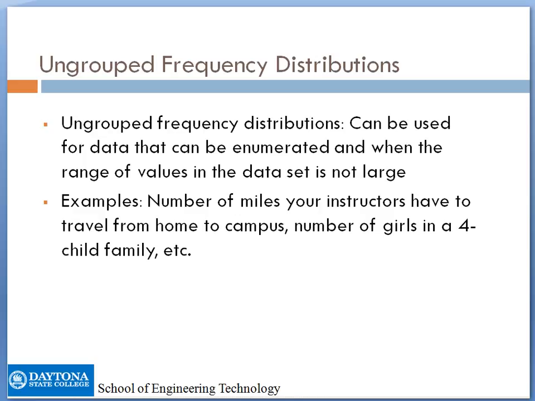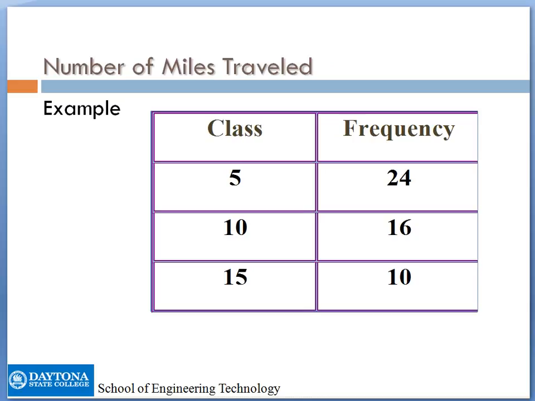The ungrouped frequency distributions can be used for data that can be enumerated, and when the range of values in the data set is not large. Some examples of this type of distribution are the number of miles your instructor has to travel from home to campus, or the number of girls in a 4-child family. So this type of data can be enumerated. For example, number of miles traveled: you can have classes for 5 miles, 10 miles, 15 miles, and then you have the frequency for them.